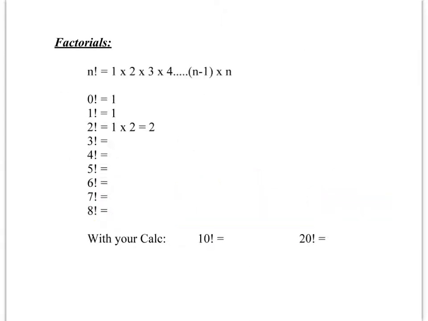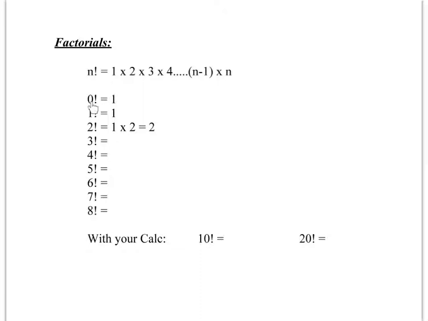Another math operation you need to know is something called factorials. N factorial, notice it's n exclamation point. It's not just n, it's n factorial and exclamation point. Factorials are defined this way. N factorial is 1 times 2 times 3 times 4 all the way up to n minus 1 times n. So what we do is we multiply all the integers starting with 1.